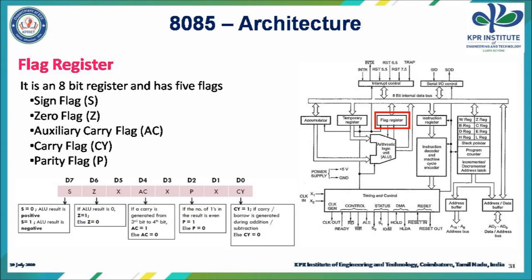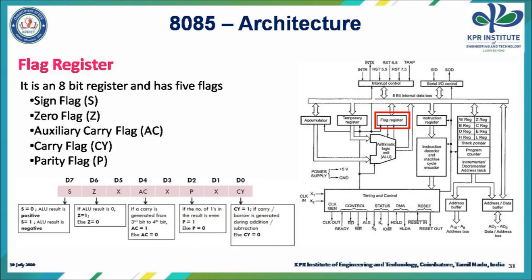Then the D3 bit is also a don't care bit. Then D4 is used for auxiliary carry. Auxiliary carry is nothing but the carry generated from the lower nibble. So if auxiliary carry is generated, then AC will be equal to 1, and if it is not generated, then AC will be equal to 0. Then the D5 bit is also a don't care bit. Then D6 is used as the zero flag. If the result of any ALU operation is 0, then the zero flag will be set to 1, and if it is not 0, the zero flag will be reset to 0.